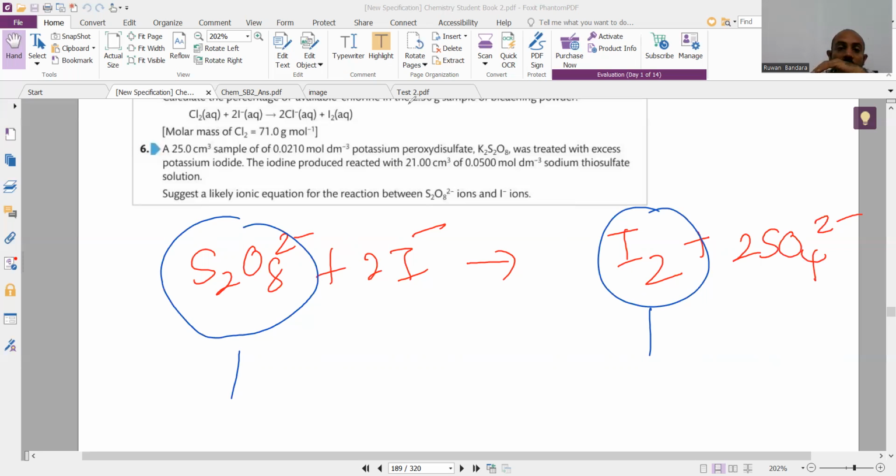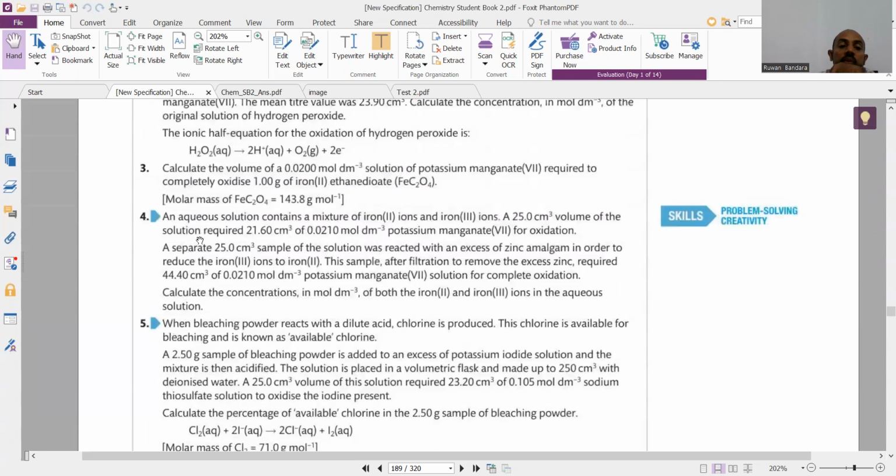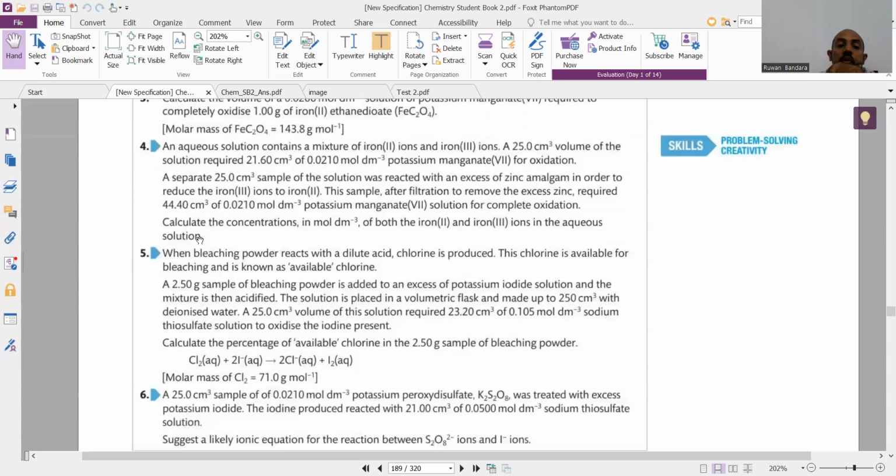Okay, one last question and another tricky question. Therefore, be careful. That is question number 4. I advise you to practice these 6 questions again and again. Question number 4.